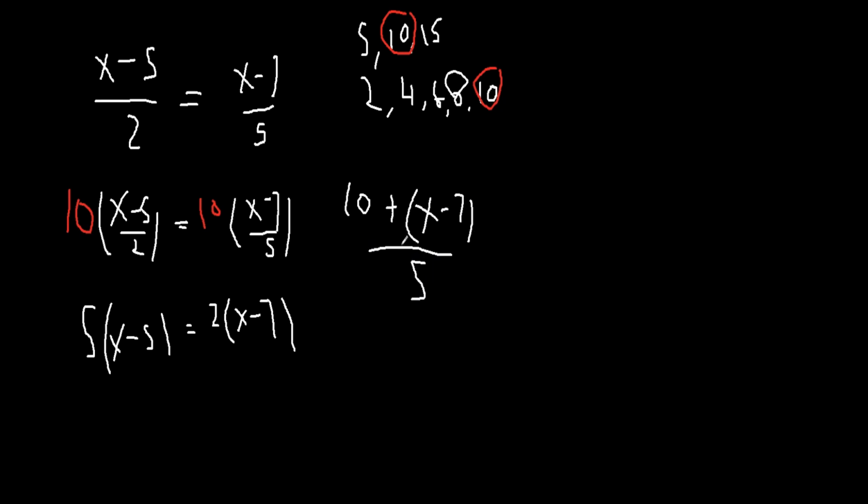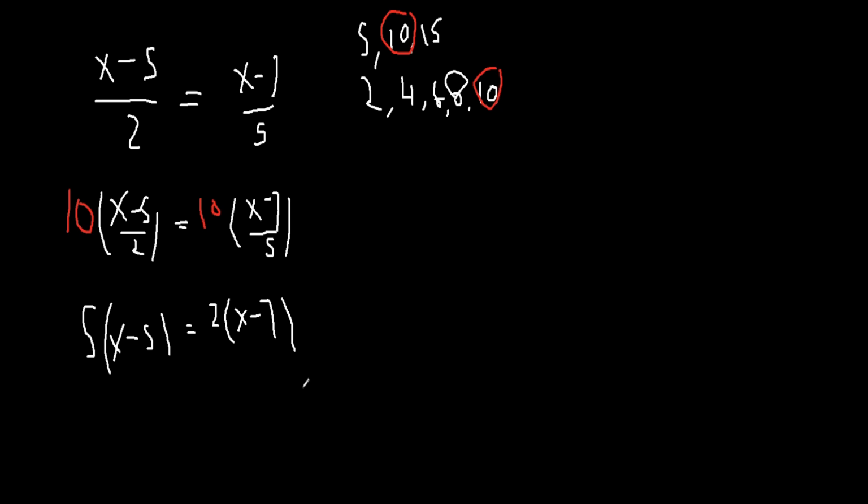We'd still end up with a fraction because we could divide 10 and 5, but we'd also have to divide x minus 7 and 5 because we're adding. And the same thing is if we're subtracting. Only if we're multiplying, like here, can we divide by 2 and 5 and end up with our whole numbers and get rid of the fractions.